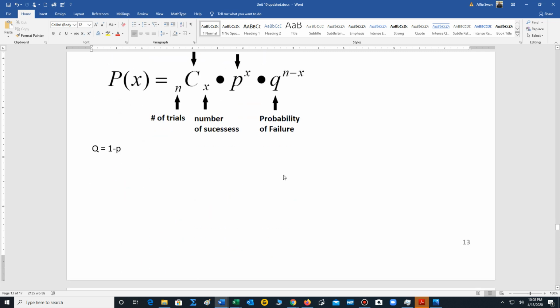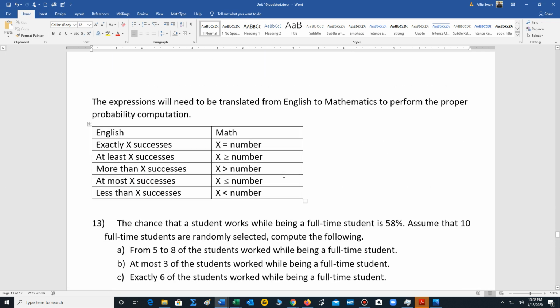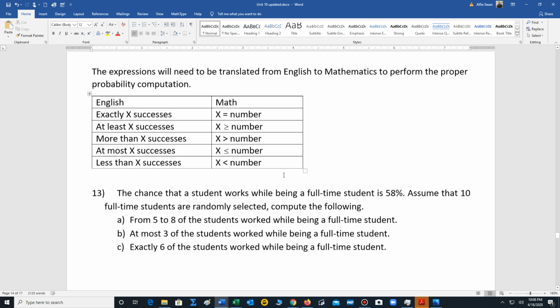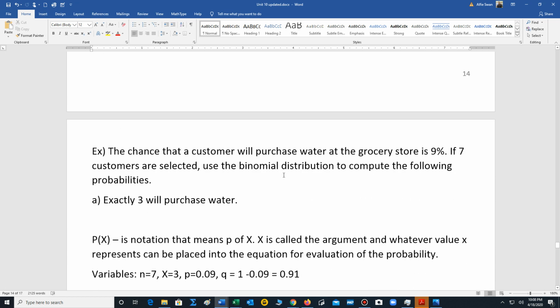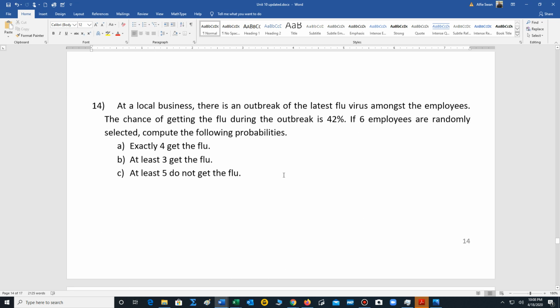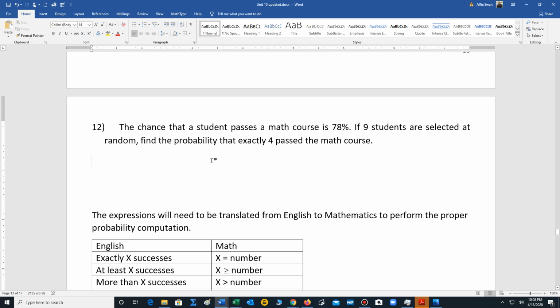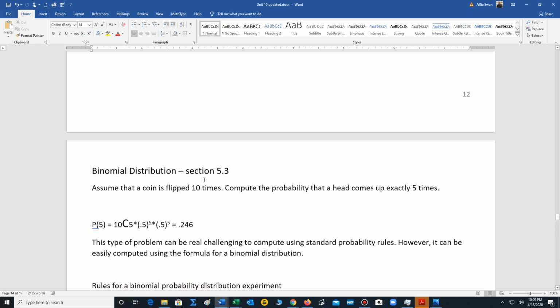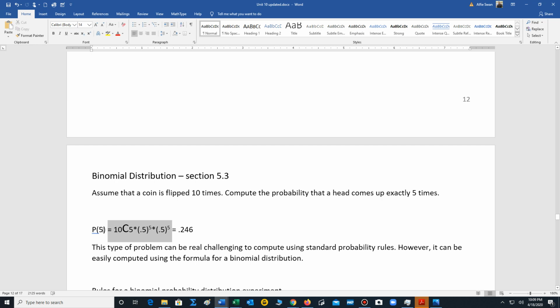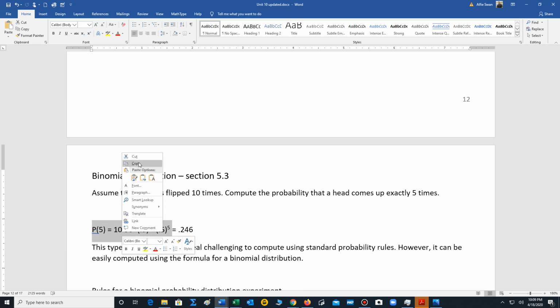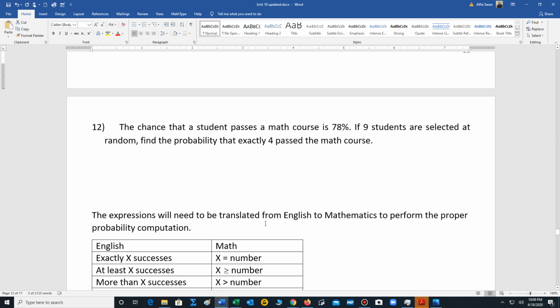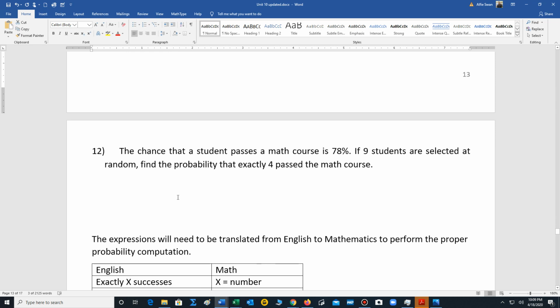Okay. Let's look at some of the other problems now. We have a couple of other problems for people to try. Let me take a look at another example here. I'll work out example number 12. I'll copy this over because we're going to be using this formula here. It says the chance that a student passes a math course is 78%. If 9 students are selected at random, find the probability that exactly 4 pass the math class.